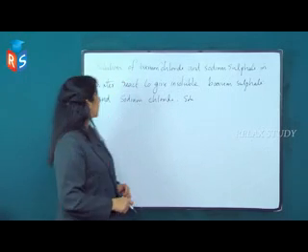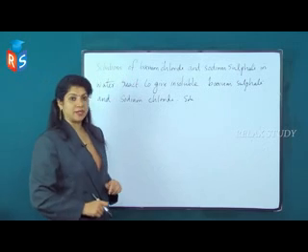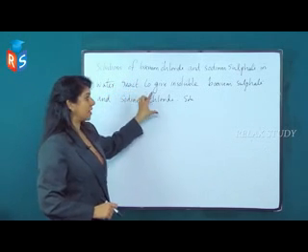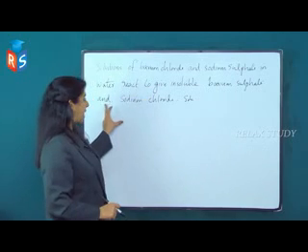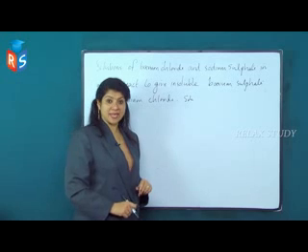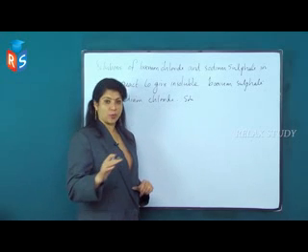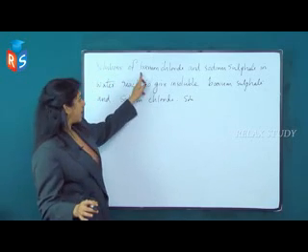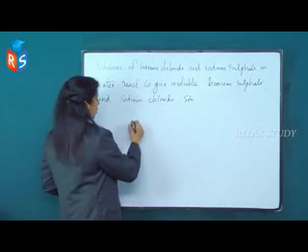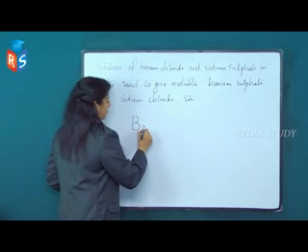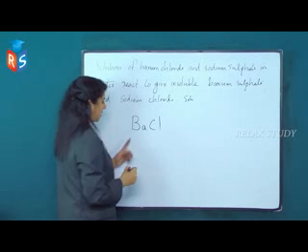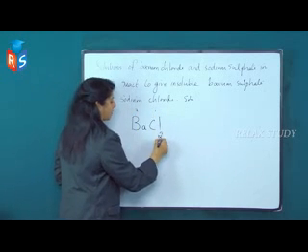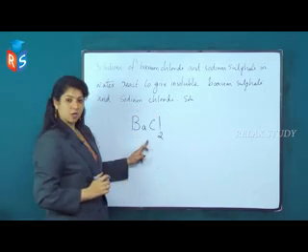Let's see a statement. Solutions of barium chloride and sodium sulfate in water react to give insoluble barium sulfate and sodium chloride. This is a statement. How will you write the balanced equation? First of all, write down the skeletal equation. That is barium chloride. You know, the symbol of barium is Ba and chloride is Cl. Barium has valency 2 and chlorine 1. By crossing, we will get BaCl2, barium chloride.